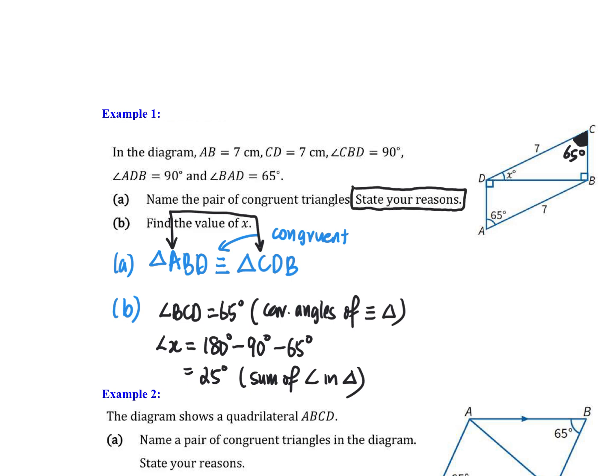How do you know they are congruent? What test? There's a right angle that is the same. There's a hypotenuse that is the same. Do you have one more side that is the same? Which one? DB. The common side they share, right? So this side is also the same. So actually it's by RHS test. They ask you to state reasons, means they want you to tell them which property can prove this.